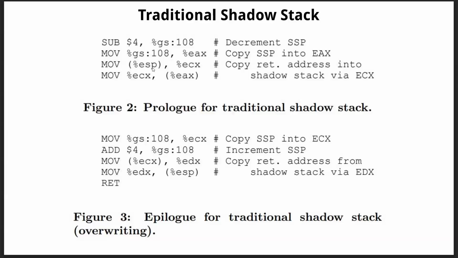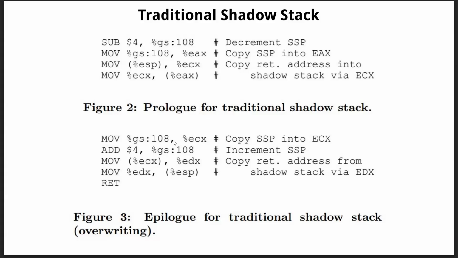Then we copy the return address. Where is the return address at the prologue of the function? Where ESP points to, right? So we just copy whatever ESP points to. We move that to the register ECX, okay? Then we move whatever is in ECX to where EAX points to. Okay? So we're basically copying the return address from the main stack to another stack. That's it, the 2 copies. That's the prologue.